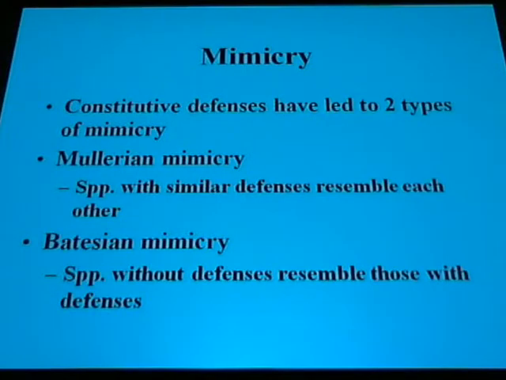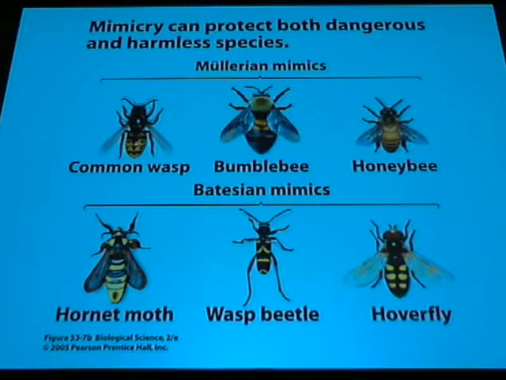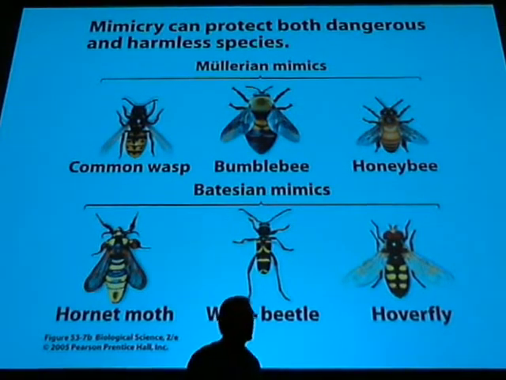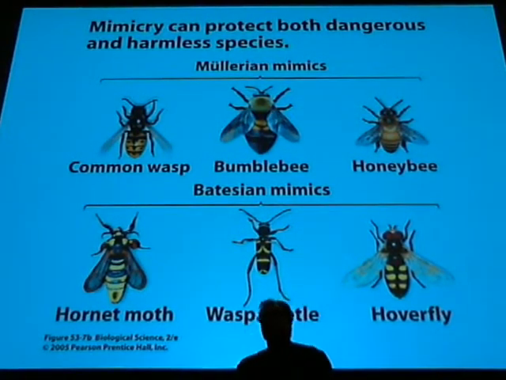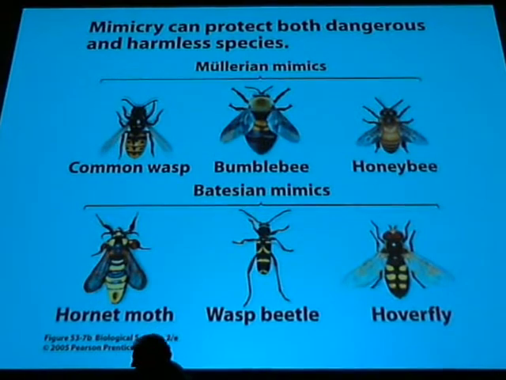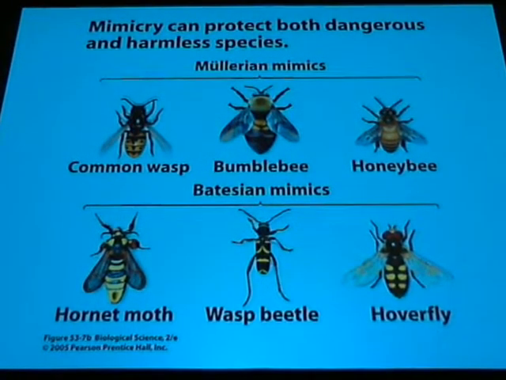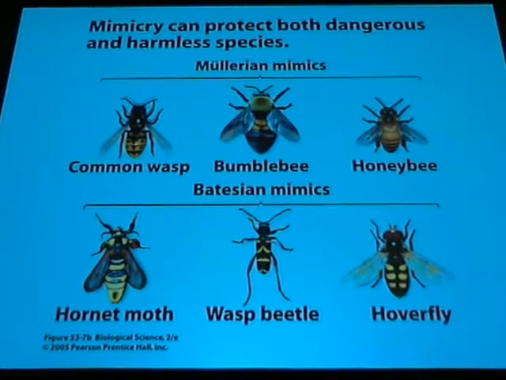Well, what are some examples of Batesian mimics and Müllerian mimics? Well, here's a wasp, a bumblebee, and a honeybee. They all have similar coloration patterns, and they all have stings. So they are advertising their stinging with this coloration pattern. Now here's a hornet moth, a wasp beetle, and a hoverfly that look just like those coloration patterns. No sting. They're hoping to fool you into leaving them alone. Okay. So that would be one example.